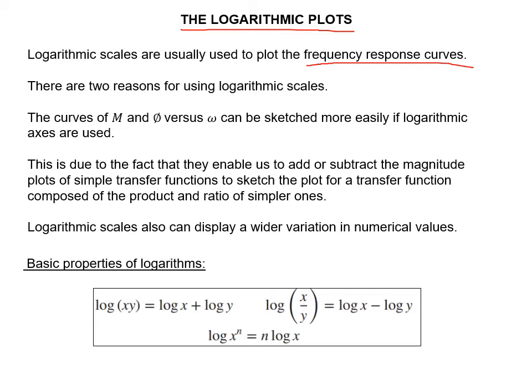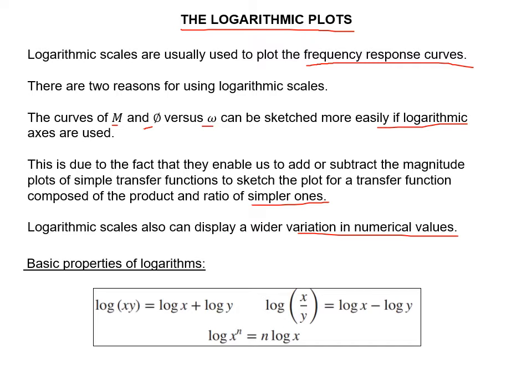One, the curves of our M and theta versus omega can be sketched a little bit more easily if we're using a logarithmic axis. And this is due to the fact that they enable us to add or subtract the magnitude of plots or simple transfer functions to sketch the plots for a transfer function composed of the product and ratio of simpler ones. So that makes it a little bit easier when we're on that logarithmic scale. The other reason is that logarithmic scales can also display a wider variation in numerical values due to how they space out our axes.